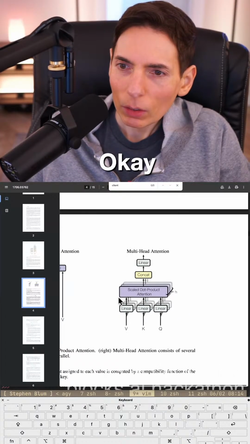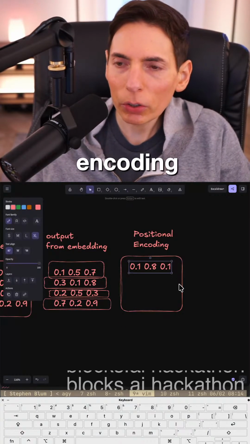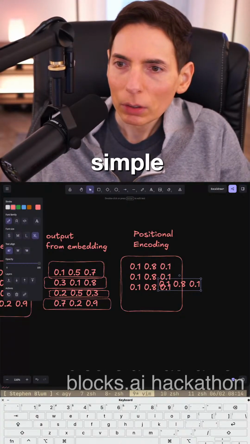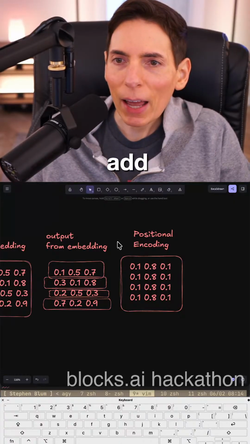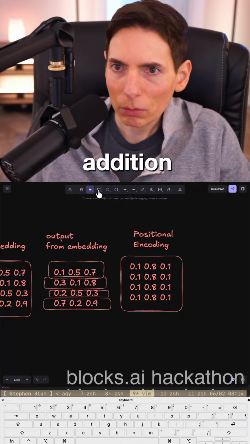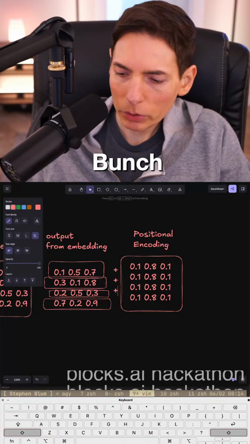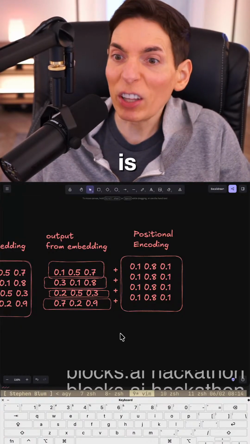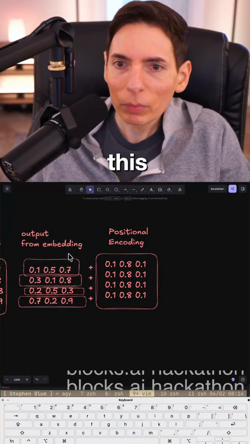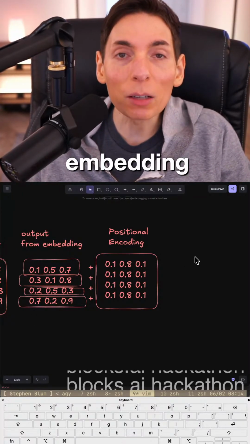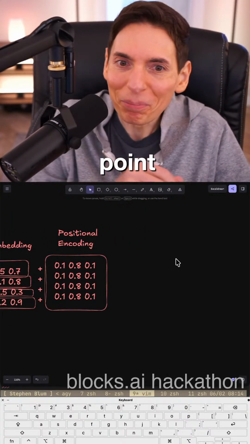Okay, so let's keep going with our diagram here really quick. So we've got some positional encoding. We're just going to make this simple. Then we just add these together. So this is a bunch of addition, right? So we can do a plus sign here, a bunch of plus signs. That's all it is, you're just adding them together. And then we do some more math, and then we basically get the final token output embedding plus positional encoding. And then we've got that input. We're good to go at that point.